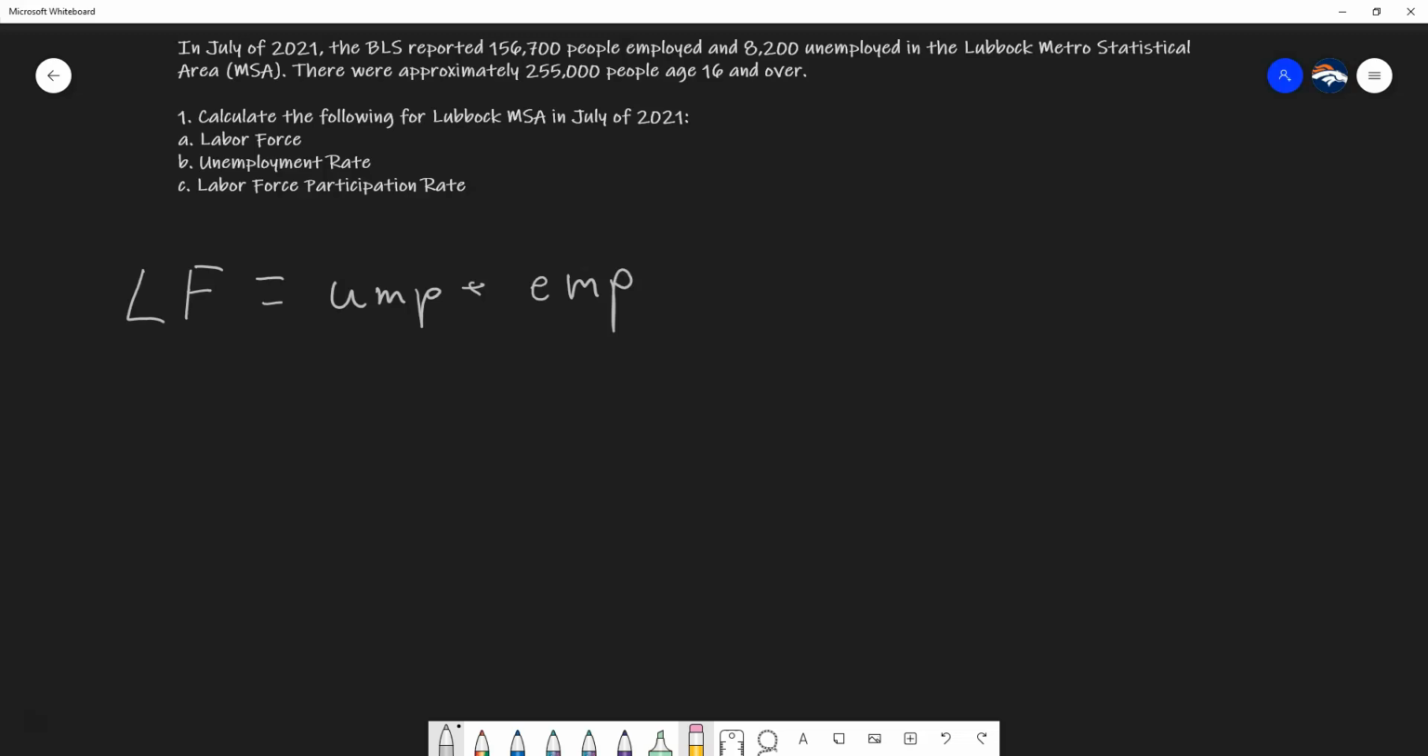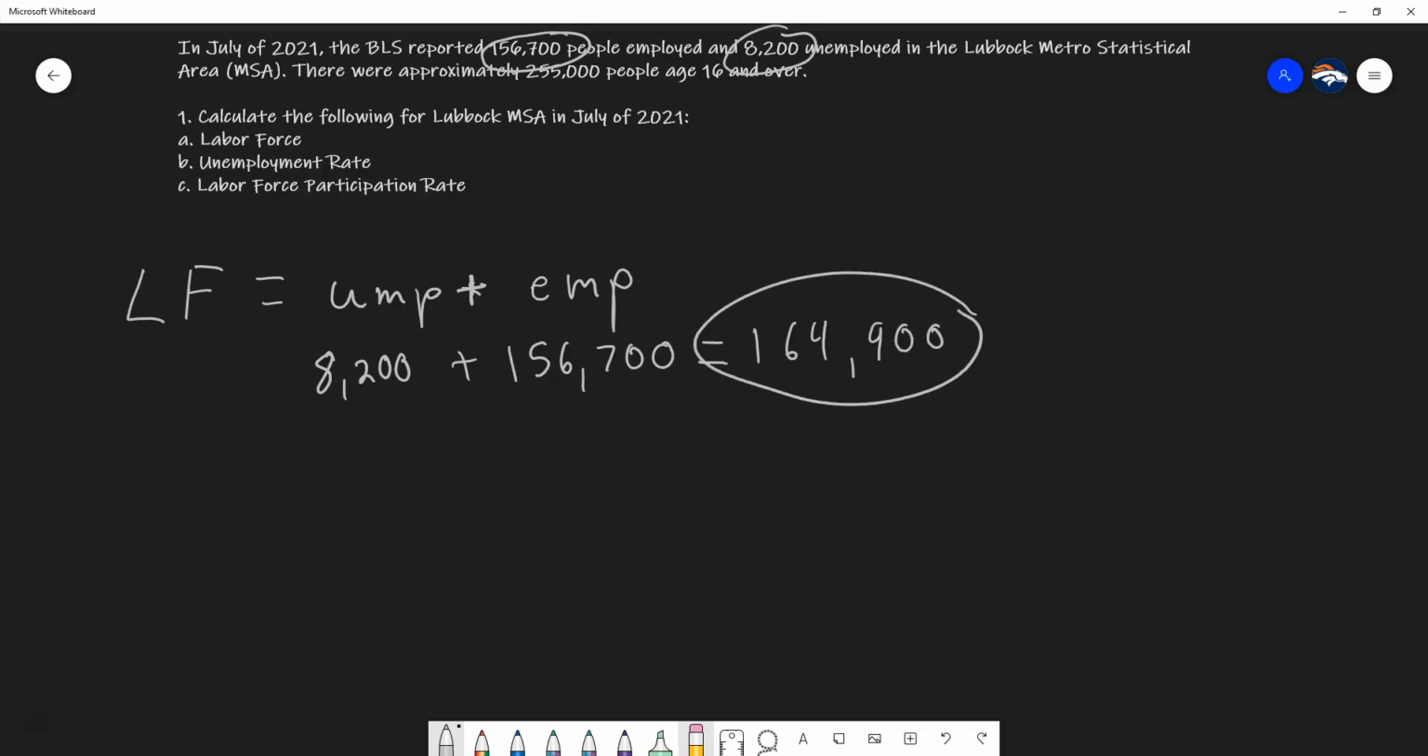So, our labor force for this particular equation, and this is supposed to be a plus sign, is 8,200. We sub that in for the variable up here, the amount of people unemployed, plus the amount of people that are employed, so plus 156,700 gets you, if my math is correct, 164,900. So that's my labor force. That's the amount of people that are in the labor force. I'm going to try to write this as nicely as possible. My handwriting is not the best, as you can tell. 164,900. So that represents our labor force.